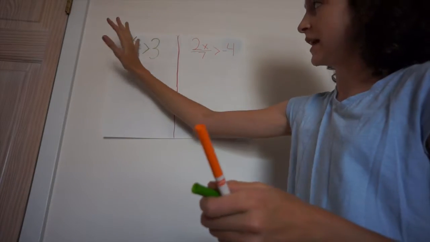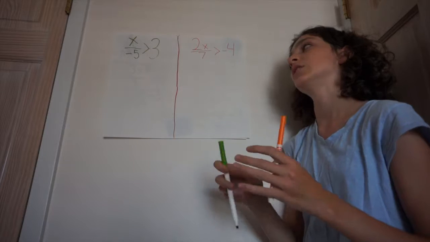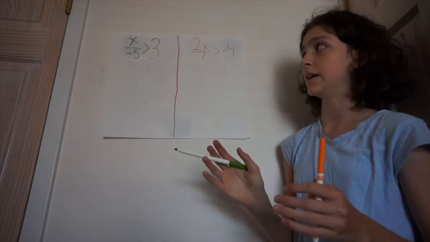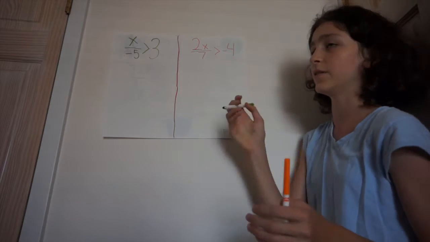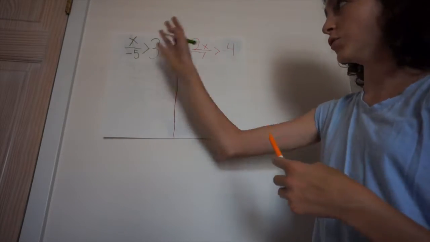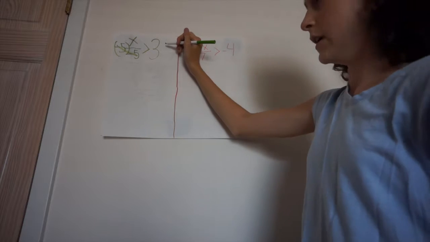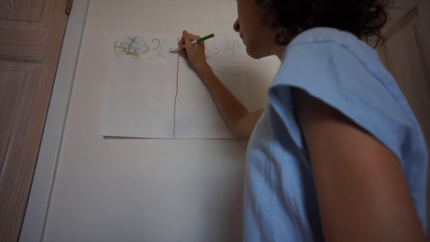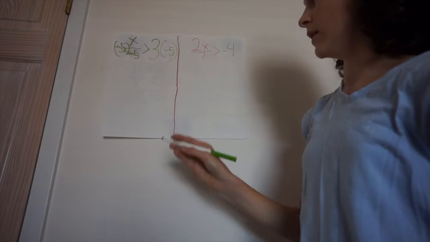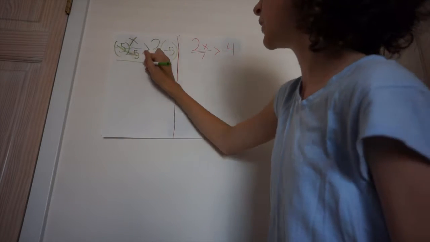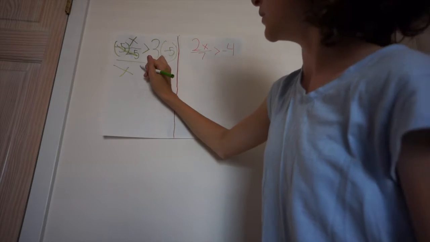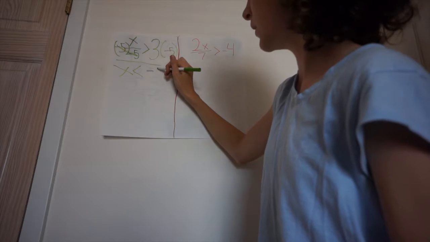With this fraction-looking equation, it's really just x being divided by negative 5. So you would multiply by negative 5. That cancels itself out, and then 3 times negative 5 would be negative 15. You would switch the signs, so it would be x is less than negative 15.